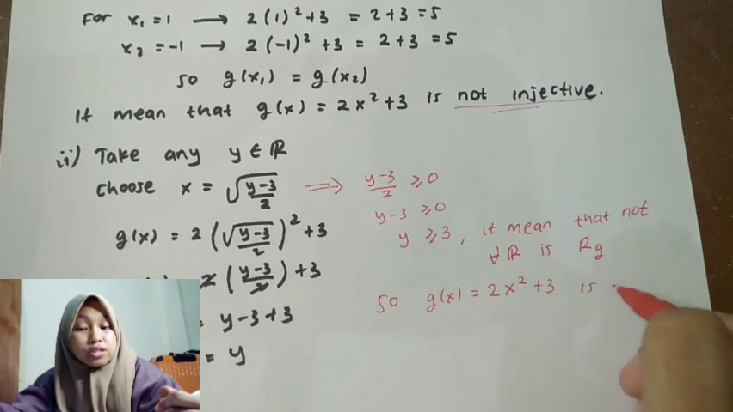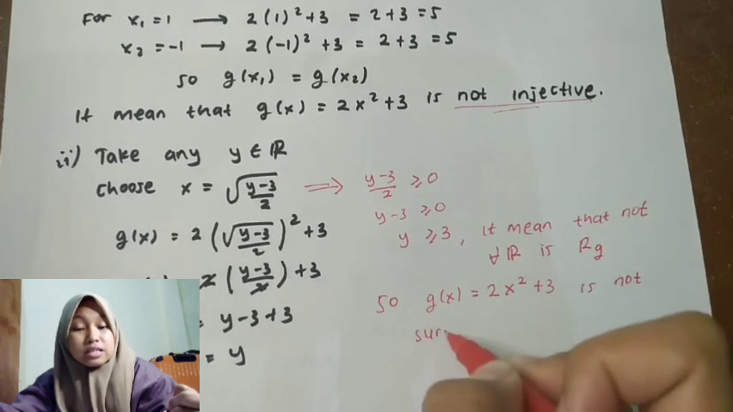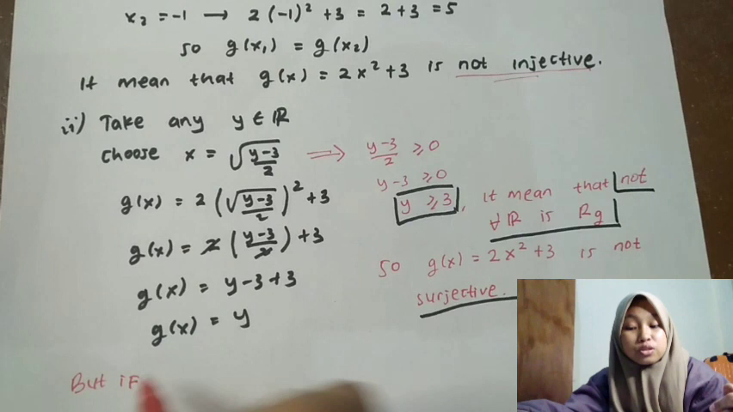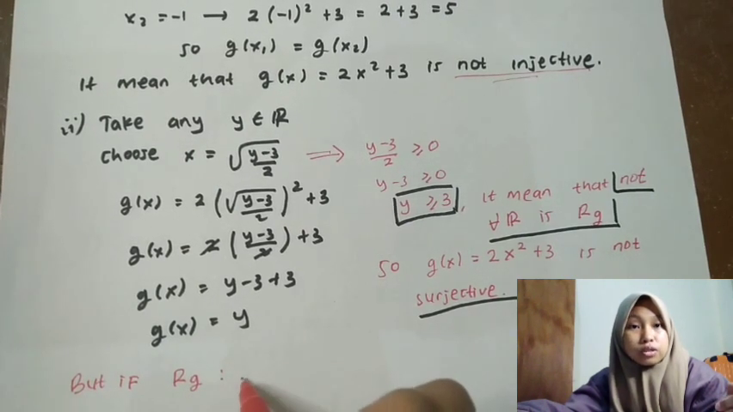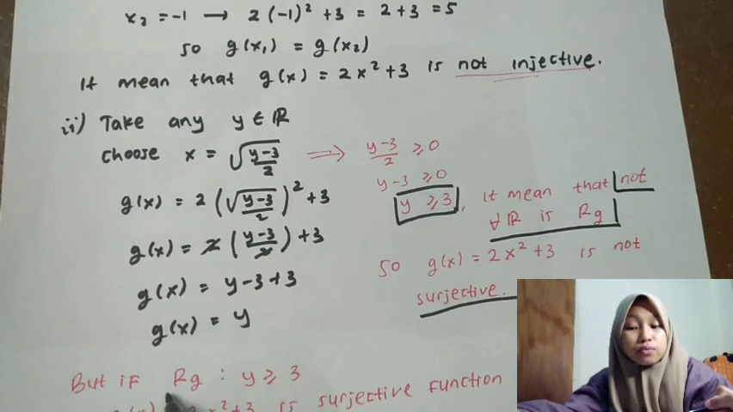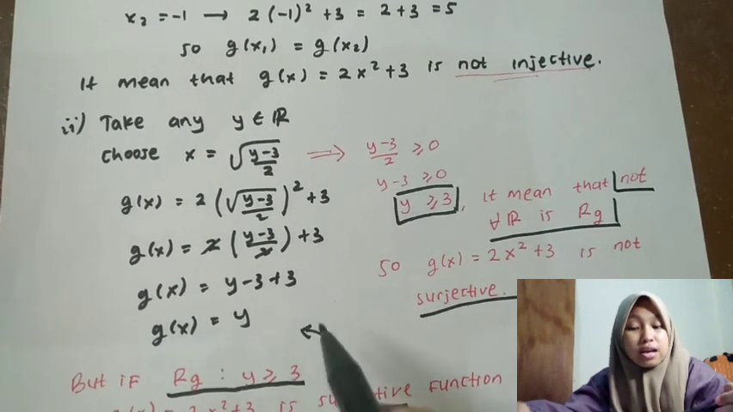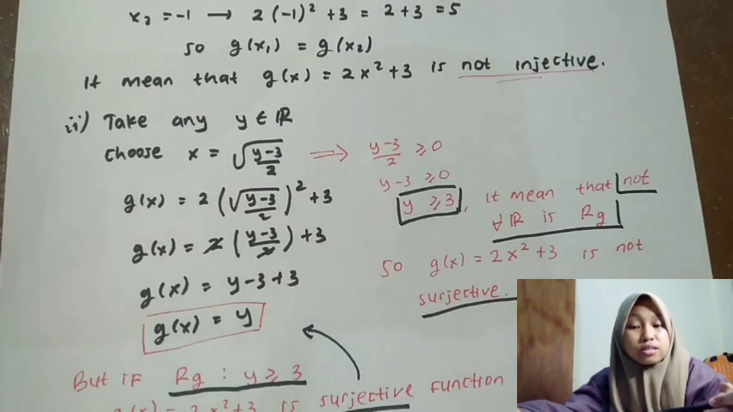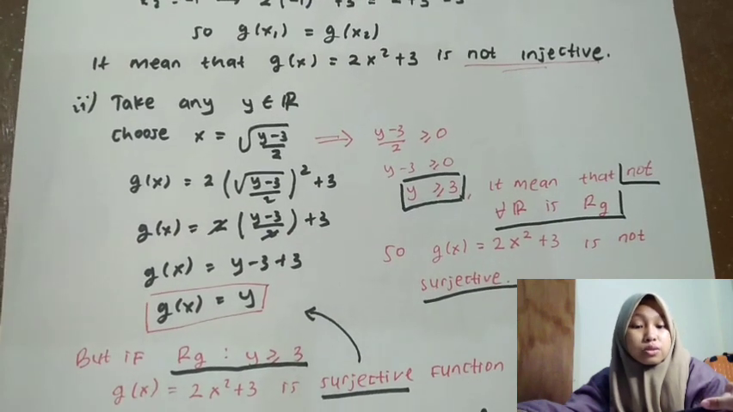Because we get y greater than or equal to 3, there exists a codomain that is not in the range. But if we change the codomain to the range y greater than or equal to 3, then g(x) = 2x² + 3 is a surjective function, because from the above we get g(x) = y. So with the range of y greater than or equal to 3, g(x) is a surjective function. But if the codomain is the real numbers, this is not a surjective function.